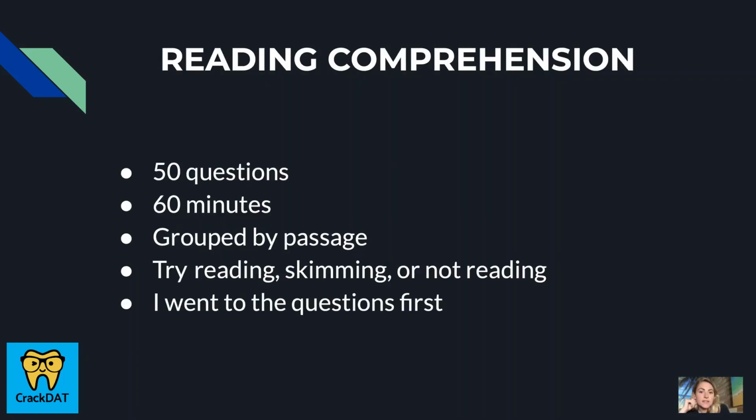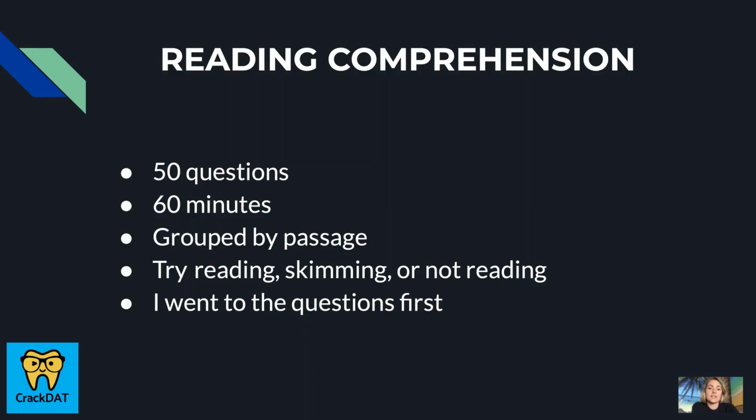Reading comprehension is a really tricky section to explain ways to do well on, because every learner has a different level of success and skill with it. And I think there's a bunch of different ways. First, it's 50 questions, 60 minutes, and it's grouped by passage. I don't remember exactly, maybe 3 or 4, maybe 3 or 5. There's a passage, then you have like 5 questions for that passage, and 5, 6 questions for the next passage, and then you move on.